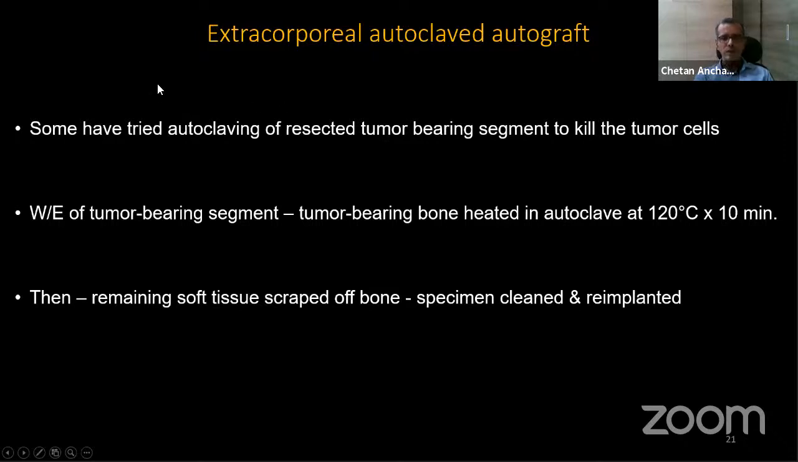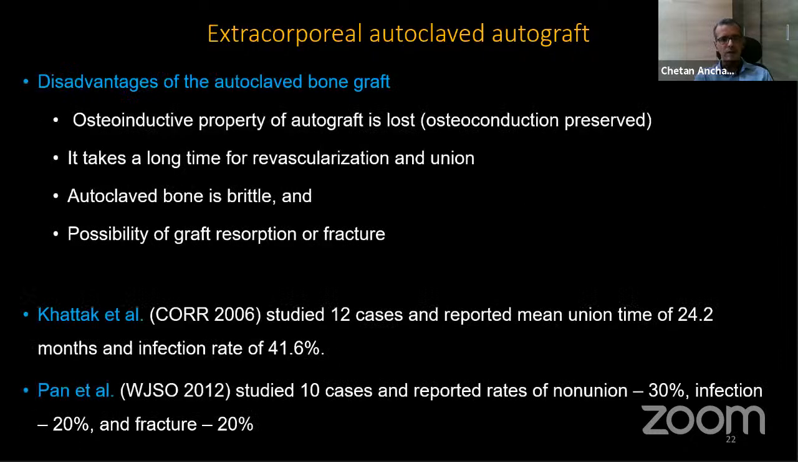Some doctors have tried autoclaving of the resected tumor-bearing bone to kill the tumor cells. Here, the wide excision of the tumor-bearing segment is done, following which this tumor-bearing bone is heated in an autoclave at 120 degrees for 10 minutes. Then the soft tissue is all scraped off the bone and the specimen is cleaned and re-implanted.